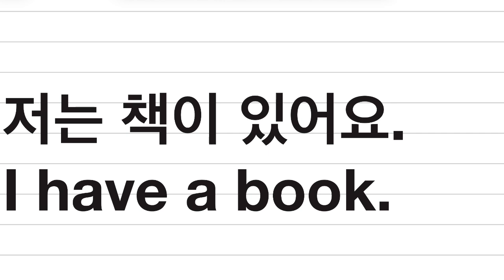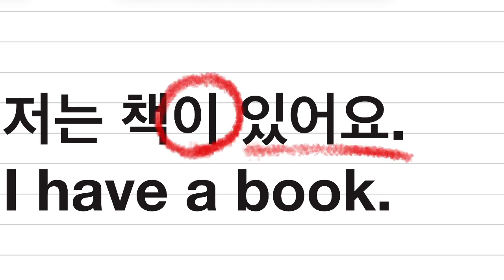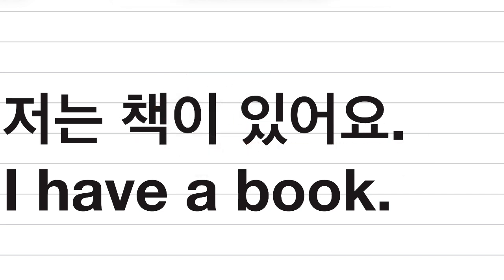If I want to say I have a book, then in Korean we say 저는 책이 있어요. I have a book. 저는 책이 있어요. So please use 있어요 for something exists or you have something. Please remember 있어요 together. Okay?